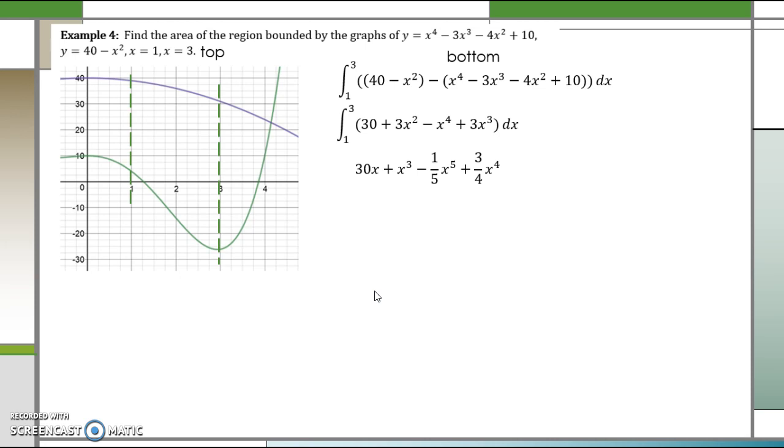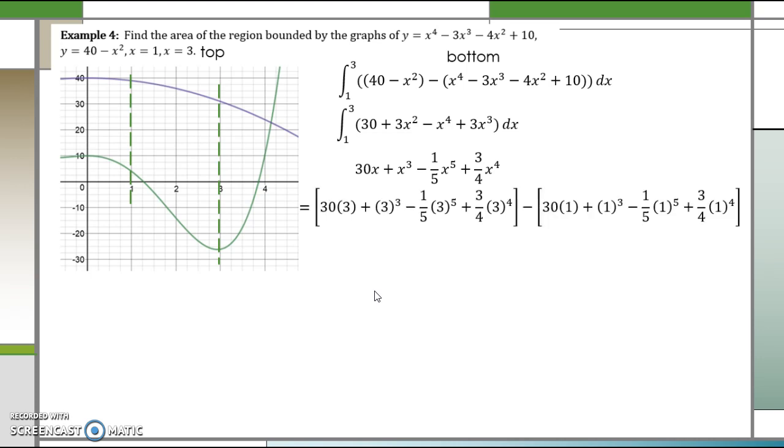We're going to start on the left-hand side, evaluating at 3 first, and then we'll subtract 1. So 30 times 3 plus 3 cubed minus 1/5 times 3 to the fifth power plus 3/4 times 3 to the fourth power. We're going to subtract from that evaluation at 1. So 30 times 1 plus 1 cubed minus 1/5 times 1 to the fifth power plus 3/4 times 1 to the fourth power. Following the order of operations, I plug this into decimals. We get 97 and 6/10.